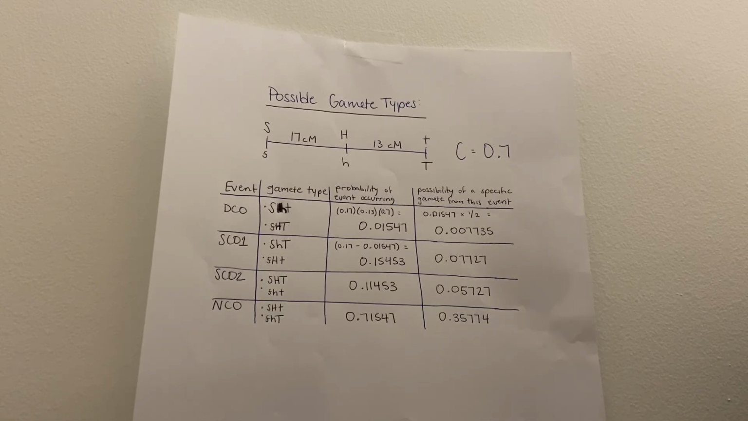As you can see from the rest of the chart, I calculated the event of a single crossover at R2 to be 0.05725, and the event of no crossover at all to be 0.35774.